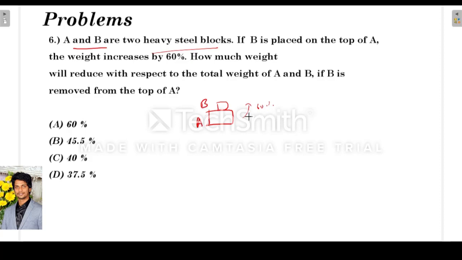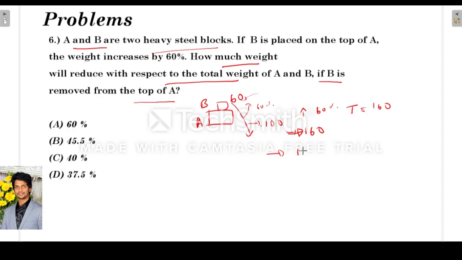So let us assume weight of A as 100. So when B is placed on this, they are telling the overall weight is increased by 60%. Means the total new weight becomes 160 as 60% is increased. So obviously as A is 100, the weight of B will be 60. So now the total weight is 160. So now they are telling how much weight will reduce with respect to total weight when B is removed from the top of A. So when B is removed, then again the weight will become 100.